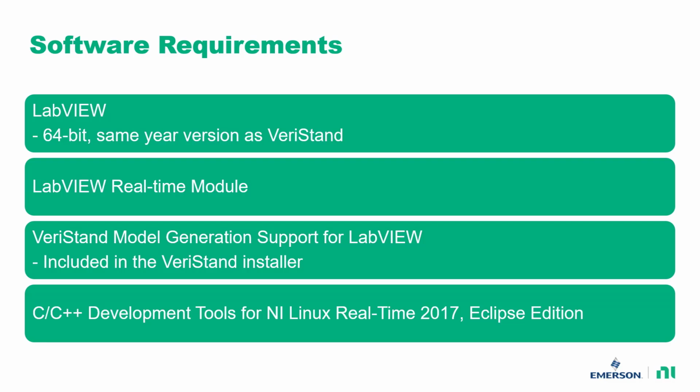First, let's take a look at the software requirements. We need LabVIEW matching the same year version and bitness as VeriStand. So if we're using VeriStand 2025, we need to build our LabVIEW code in LabVIEW 64-bit 2025. We also need the LabVIEW real-time module and the VeriStand model generation support for LabVIEW package. That is included in the VeriStand installer. And lastly, if we're going to be building for an NI Linux real-time target, we need the C++ development tools for NI Linux real-time 2017.